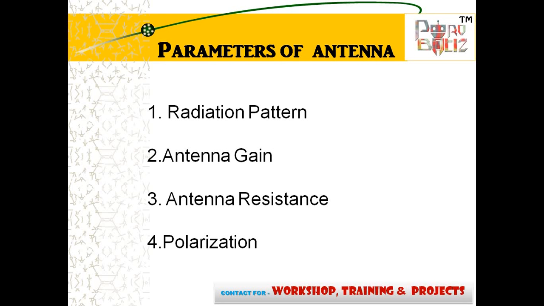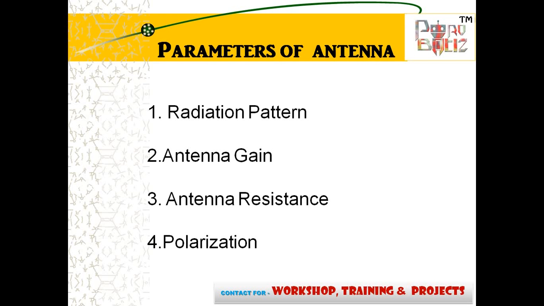Now, parameters of antenna. Radiation pattern. A graph or diagram which tells us about the manner in which an antenna radiates power in different directions is known as the radiation pattern. Second one, antenna gain, divided into three types: directive gain, directivity, and power gain. Directive gain is defined as the power density radiated in a particular direction to the power density radiated by an isotropic antenna in the same direction. Directivity is the maximum directive gain.